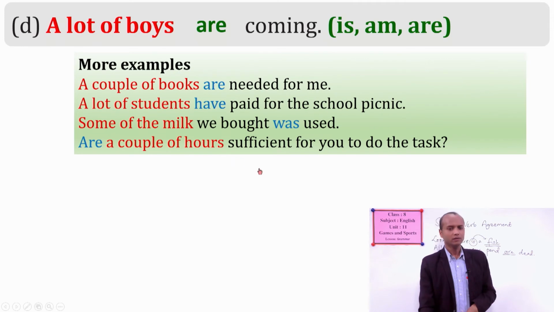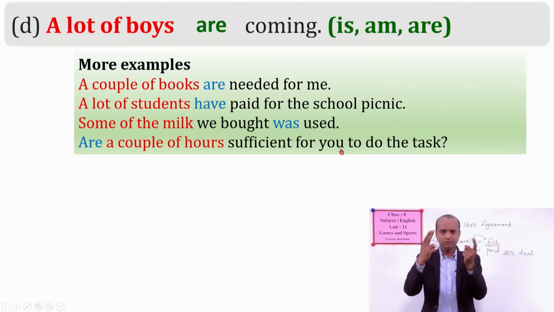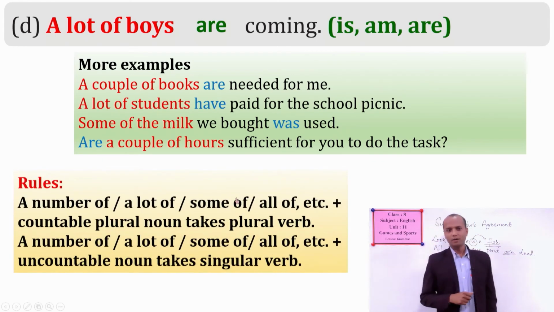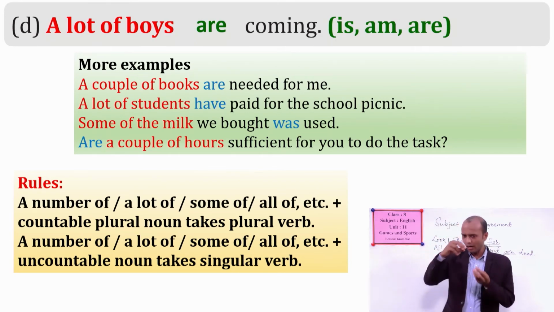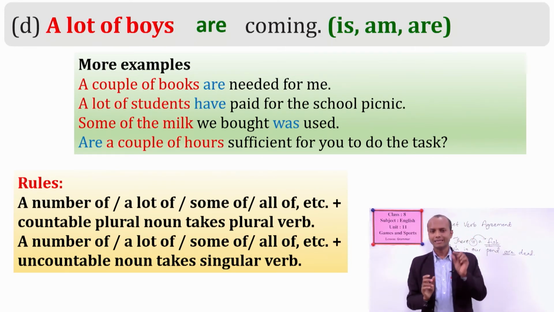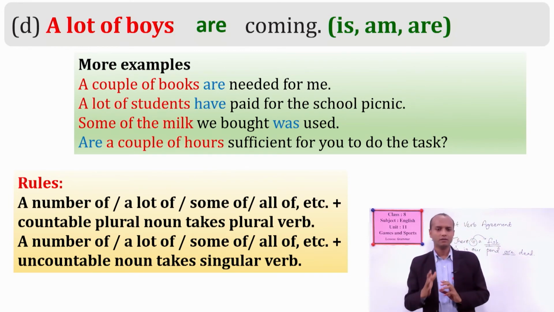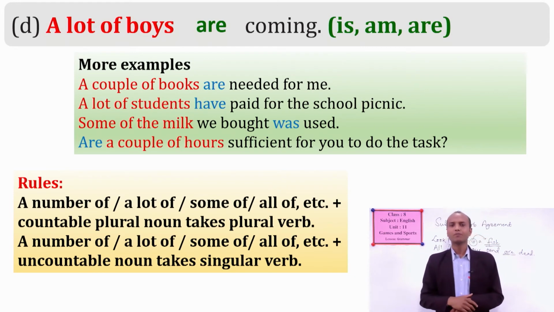A couple of hours are sufficient for you to do the task. You can see here plural, okay? So a couple of hours means 2 or 3. That's why there is use of are. Okay, a number of, a lot of, some of, all of, etc. plus a countable plural noun. If you count 1, 2, 3 or something like that, it takes a plural verb. But if the same expressions are followed by uncountable nouns, for example, milk, it takes a singular verb. Very good.